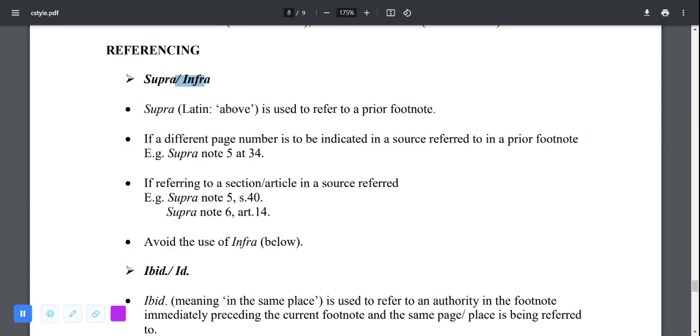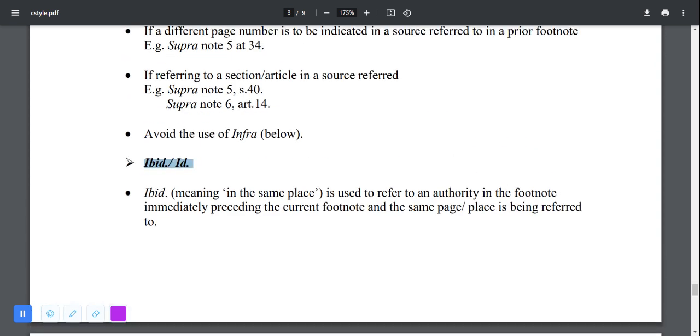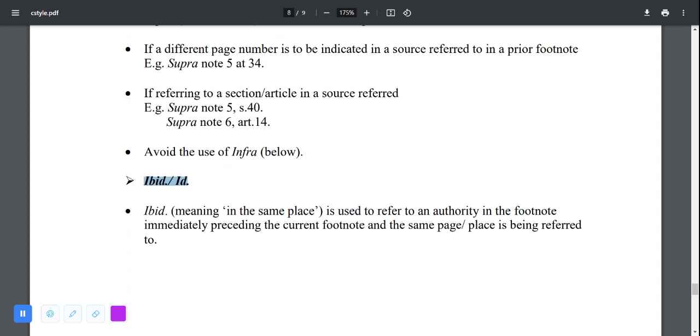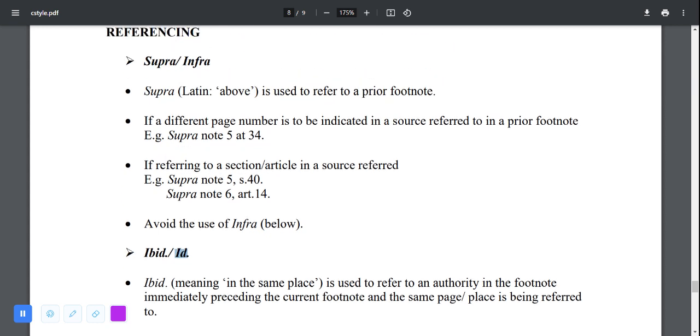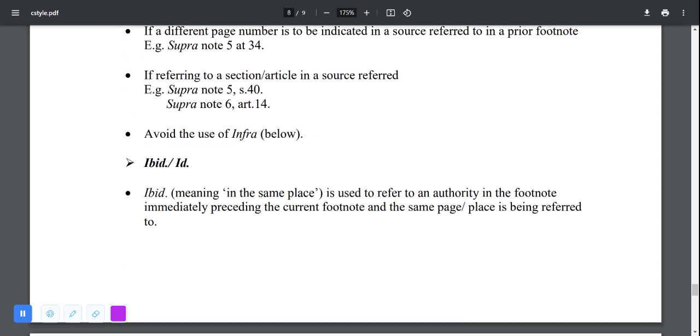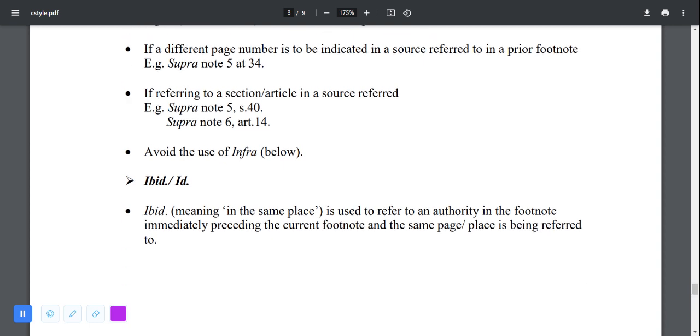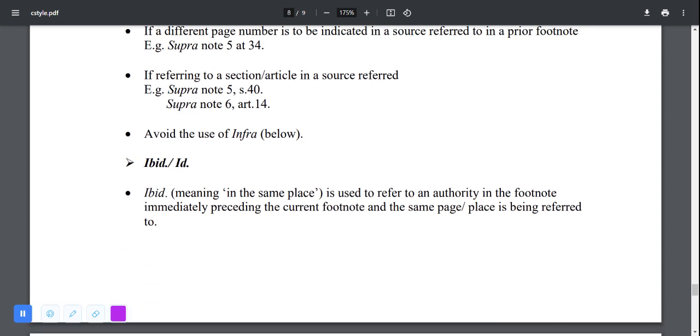The relevant terms are supra, infra, ibid, id. These are the relevant parts. Note them down in your notebook. Supra means above, and ibid means in the same place. Both have the same meaning. You can write ibid or id. You can write supra or infra. Noted? And I will teach you where you can use these terms.